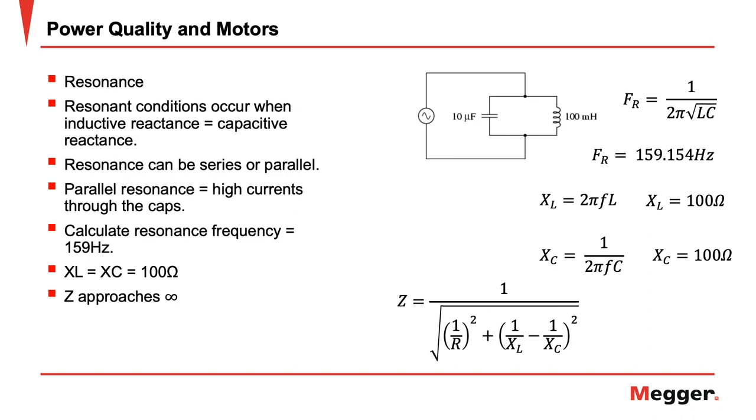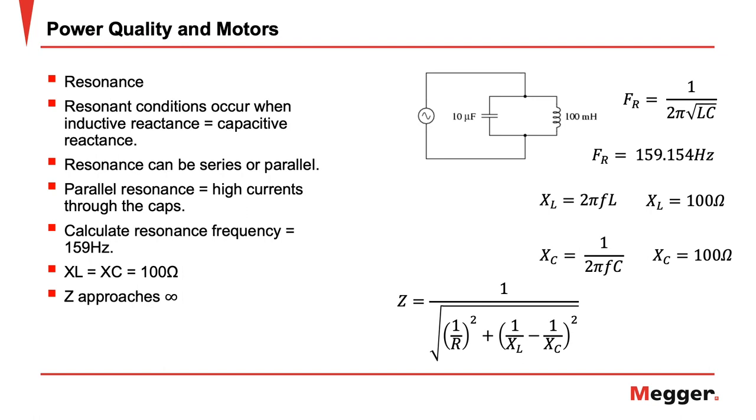Resonant conditions are created when the inductive and capacitive reactance becomes equal in an electrical system. Resonance in a power system may be classified as series or parallel resonance, depending on the configuration of the resonance circuit. Parallel resonance can lead to high currents through the cap banks. In a harmonic-rich environment, both types of resonance are present.